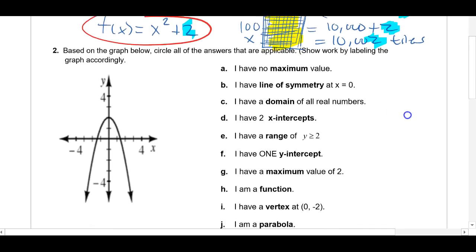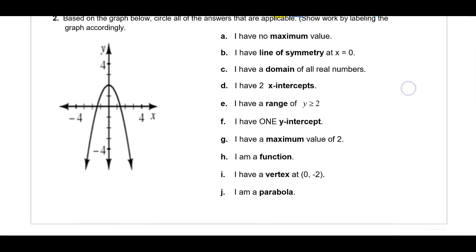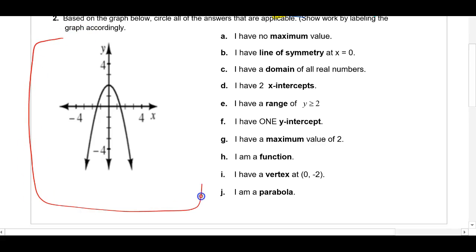Okay, now the next one. So now we're just looking at this graph here. And we're going to basically circle all the statements that are true. So you're going to circle all the answers that are applicable or the ones that are true.